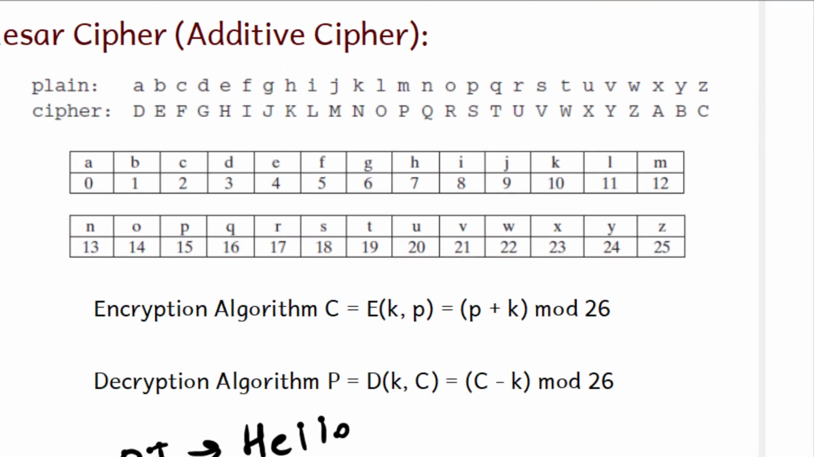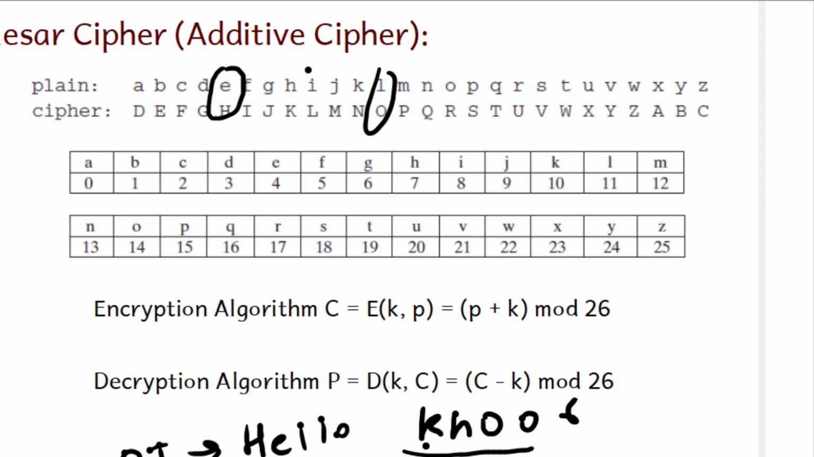So for H we can see this H is equal to K. So H becomes K. And for E, this is E, E is H. Now what about L? Okay, this L is O. So this is O, this is O, and this O is R. Okay, so this is the ciphertext of hello using the Caesar cipher.